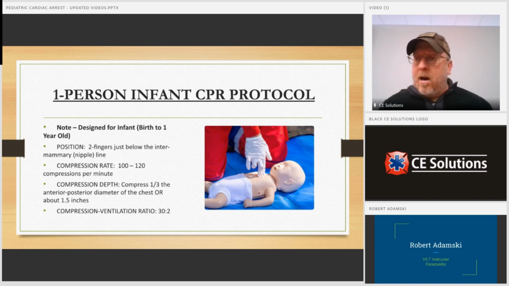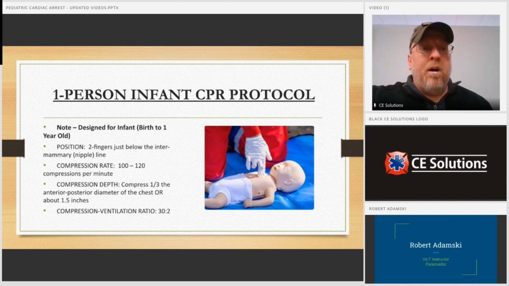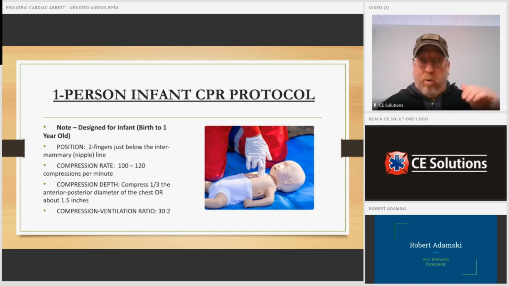Now, these are the protocols for how to perform BLS CPR in our pediatric patients. And we're going to cover both one person and two person CPR protocols for both infants and children. Okay. And remember, infants are from birth to 1 year old. All right. So the position for one person infant CPR is 2 fingers below the nipple line, and the compression rate is the same. It doesn't change at all for anybody. It's always the same, 100 to 120 compressions a minute.